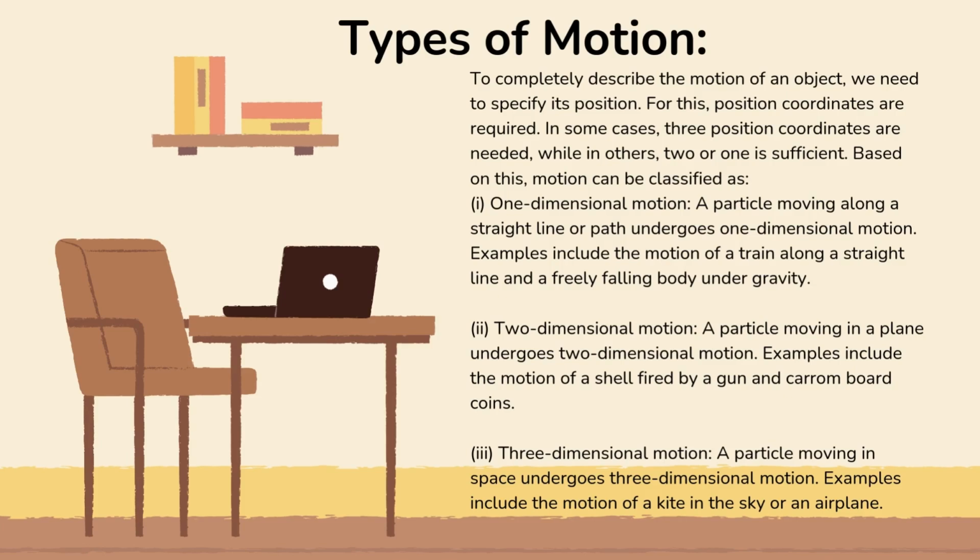Based on this, motion can be classified as 1. One-dimensional motion. A particle moving along a straight line or path undergoes one-dimensional motion. Examples include the motion of a train along a straight line and a freely falling body under gravity. 2. Two-dimensional motion. A particle moving in a plane undergoes two-dimensional motion. Examples include the motion of a shell fired by a gun and carom board coins. 3. Three-dimensional motion. A particle moving in space undergoes three-dimensional motion. Examples include the motion of a kite in the sky or an airplane.